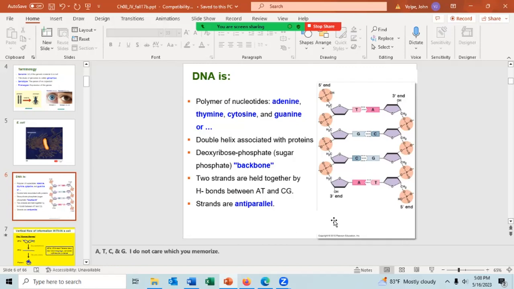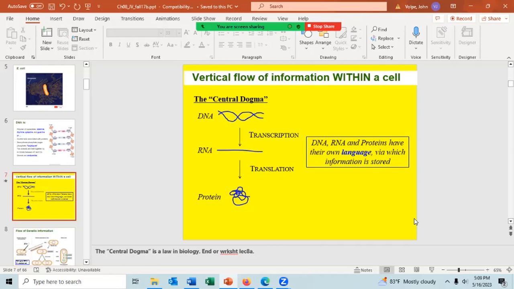All right. The vertical flow of information within a cell starts with the DNA. The DNA encodes the information in the genes, and then that information flows to RNA by transcription, and then flows to protein by translation. And this is the flow of information within a cell. The information starts in DNA, flows to RNA, flows to protein. They each have their own language. We'll talk a little bit more about that.